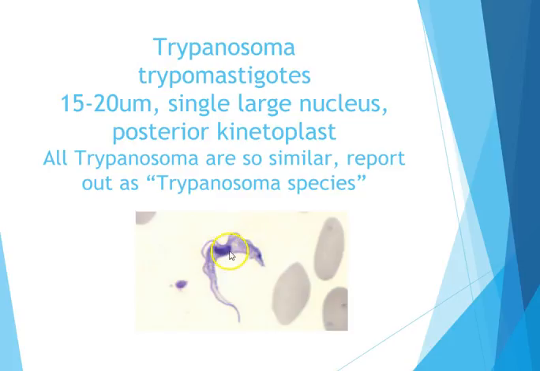They have a large nucleus, which is right here. The kinetoplast is right here. And this is their undulating membrane right here.